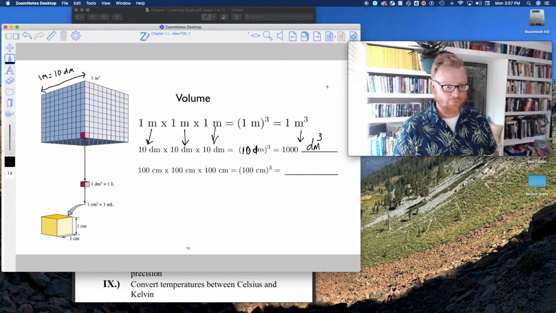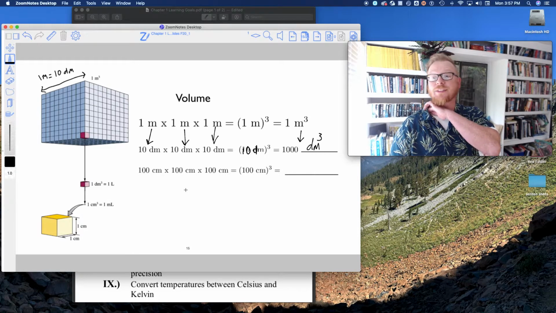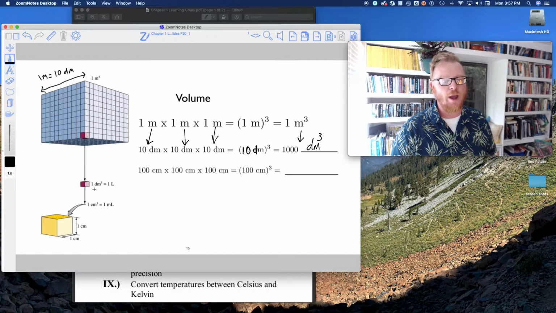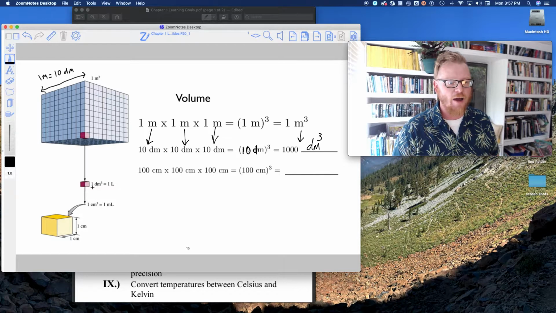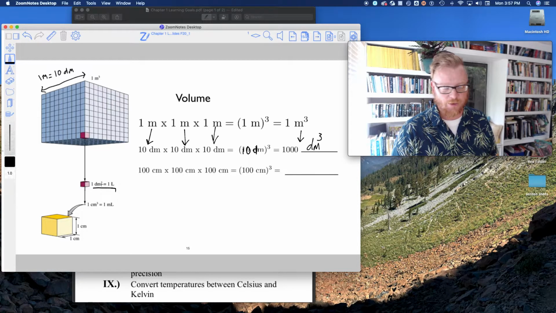All right? And so now we can't draw enough of these to get to a cubic centimeter, but hopefully you can see where this is going. And also, by the way, you notice here that when I have 1 cubic decimeter, that's the same as a liter. Okay? That's kind of cool. So 1 liter is 1 cubic decimeter.